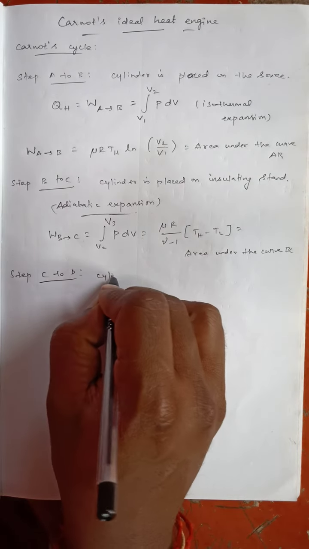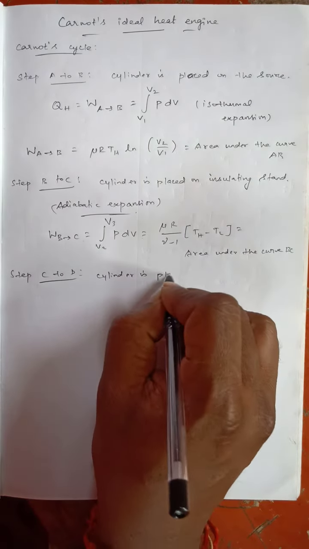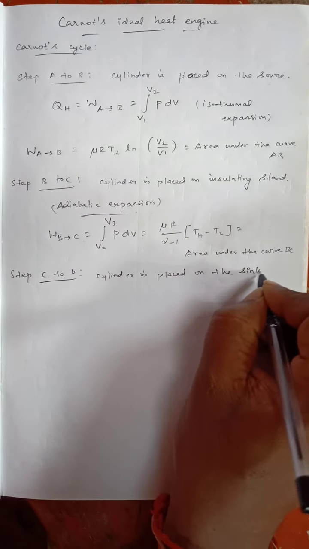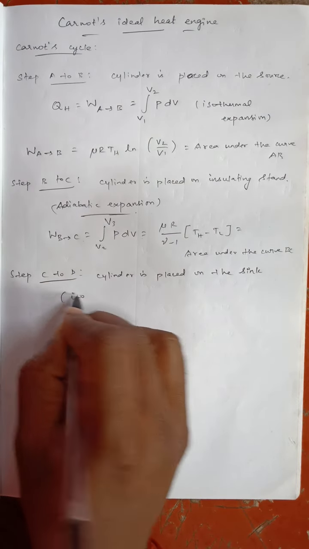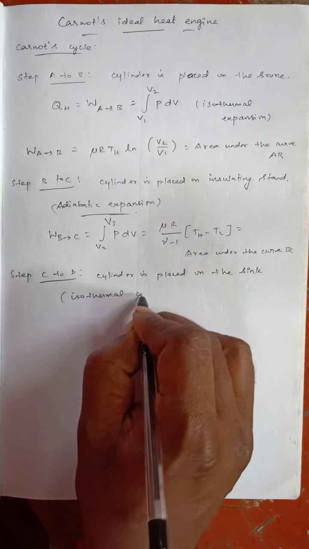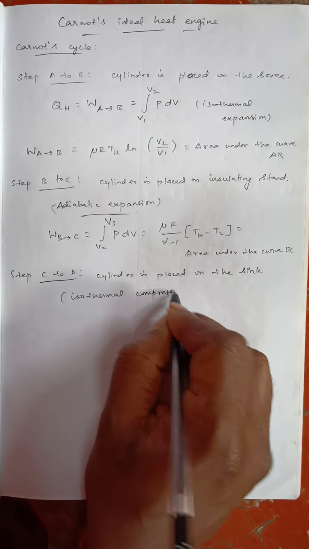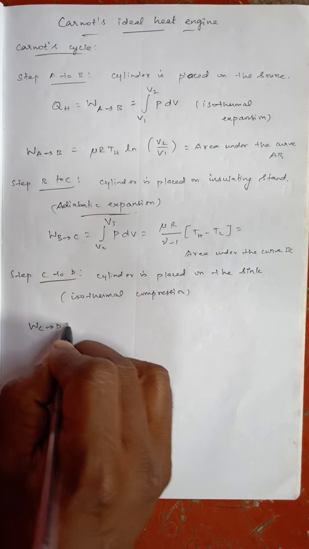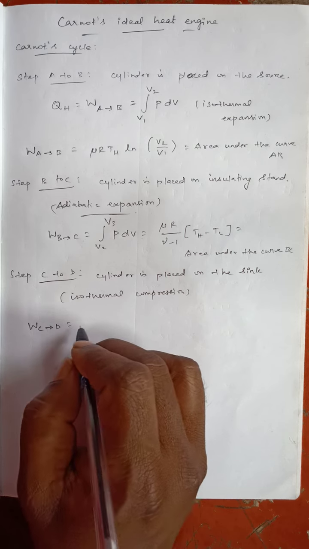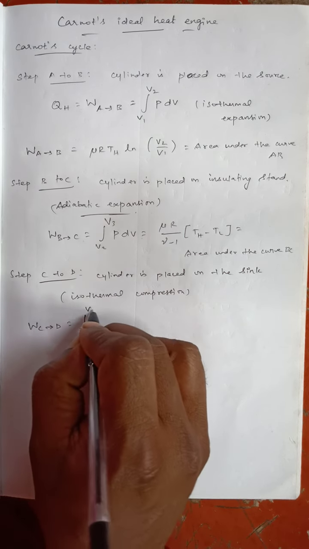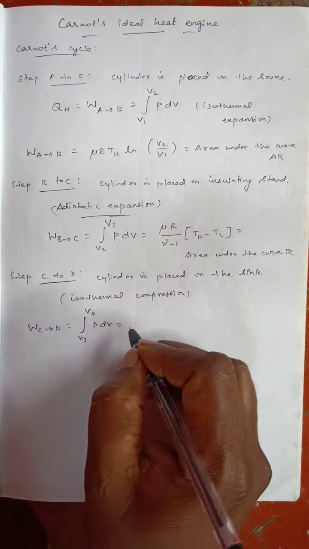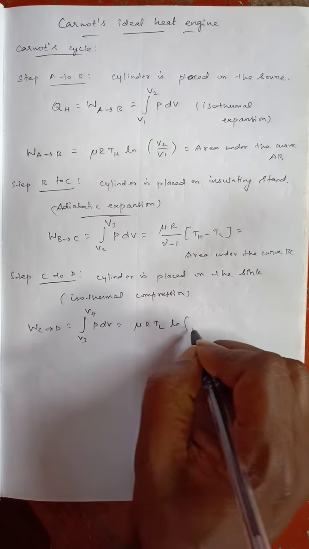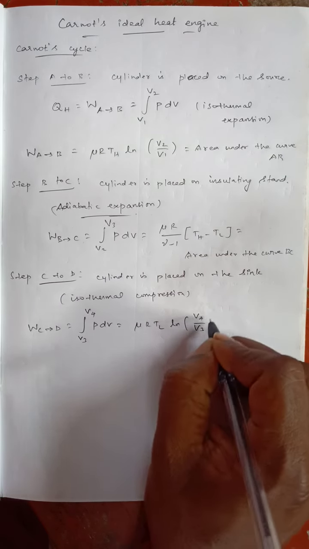Now the cylinder is placed on the sink. That is the meaning of isothermal compression. So the work done C to D is equal to, okay, what's the volume here? V3 to V4, integral of P dV, that is equal to mu R TL ln of the higher volume V4 by V3.